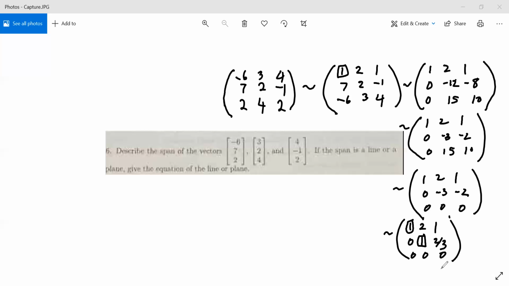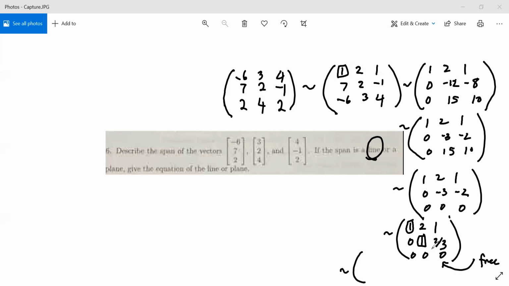So, this is a pivot. This is a pivot, and we don't have a pivot in the last one. So this is just going to be free. The last one is a free variable, right? And if you only have one free variable, then you're going to get a line, right? So the answer will be a line, basically. And you can write the equation of the line. If you just go one more step, it will be easier.